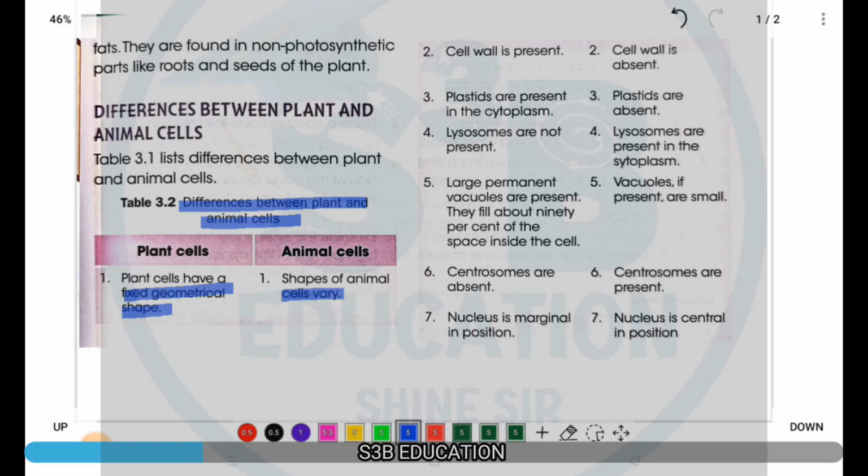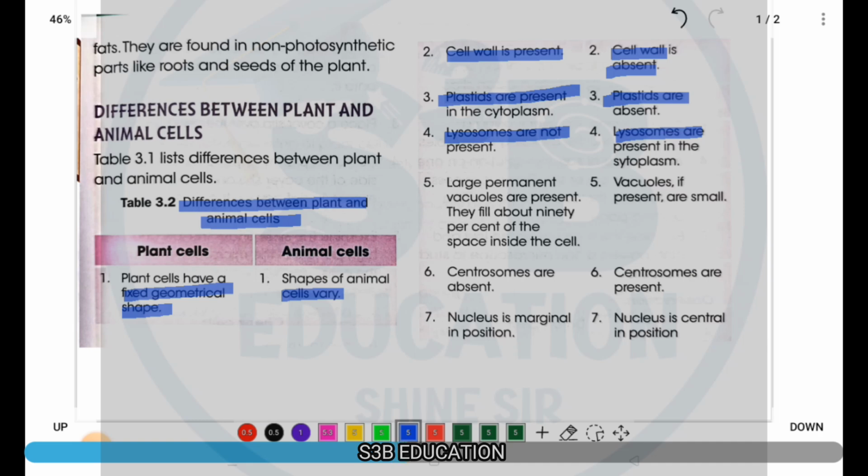In plant cells, a cell wall is present, but it is absent in animal cells. In plant cells, plastids are also present, but in animal cells they are absent. The lysosomes are also not present in plant cells, but they are present in animal cells.